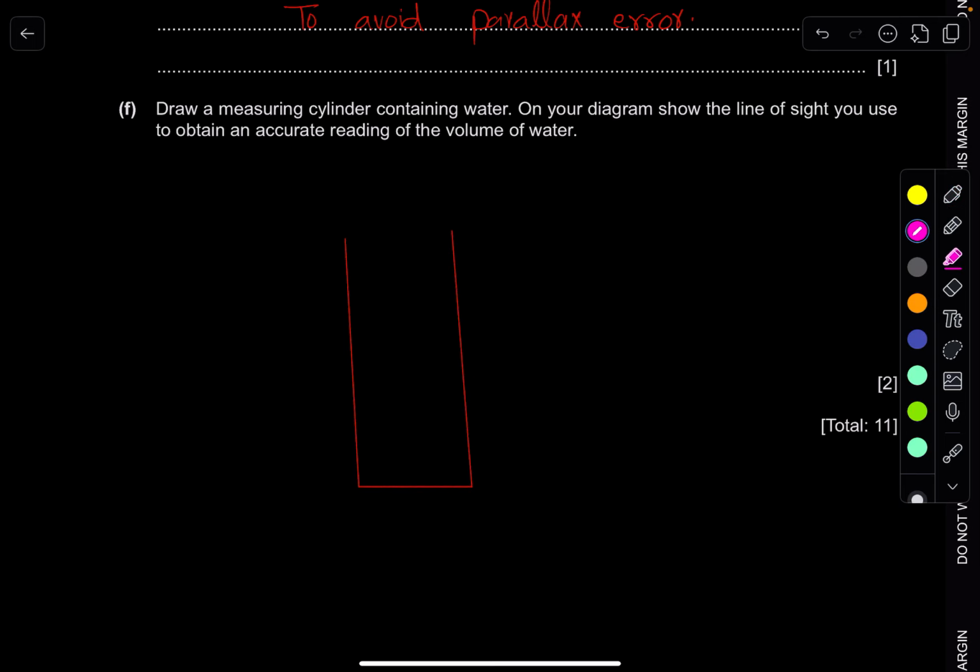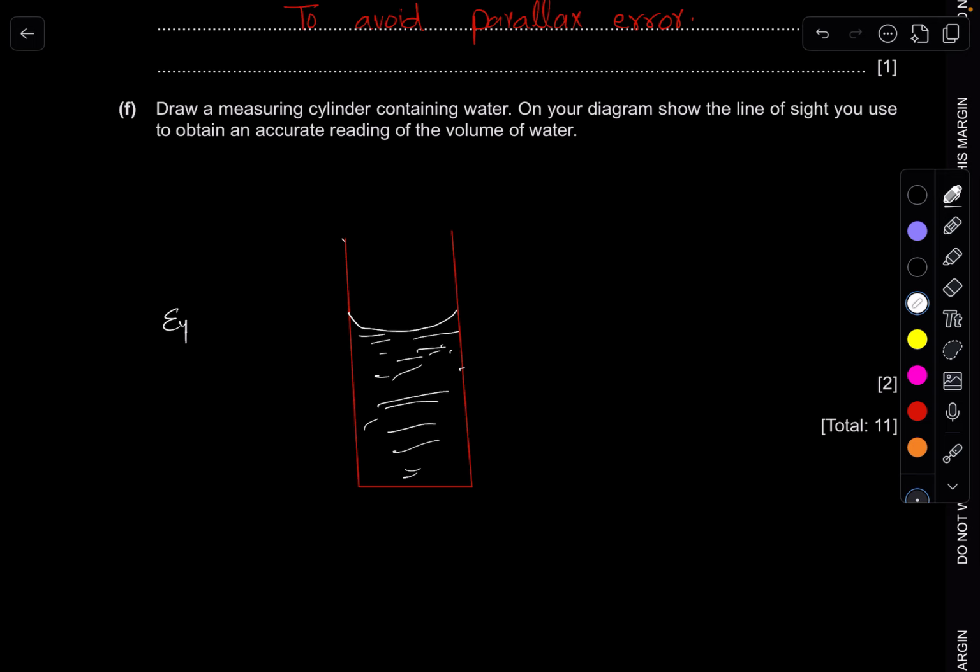Okay, then you have to draw water in it. So let's suppose this is the water level, the meniscus part, right? So this is the water, and the eye should be at level with the bottom of the meniscus, where you will take the reading from. Okay, this is how you can draw this diagram.